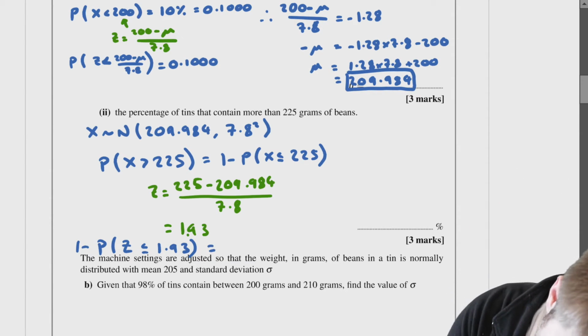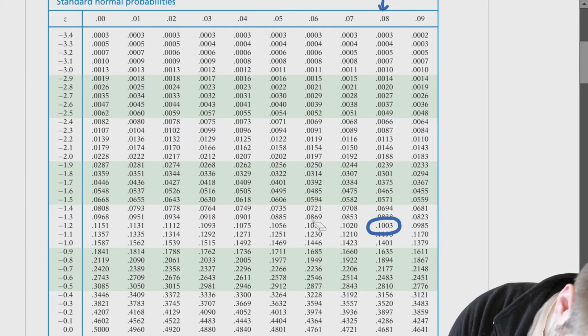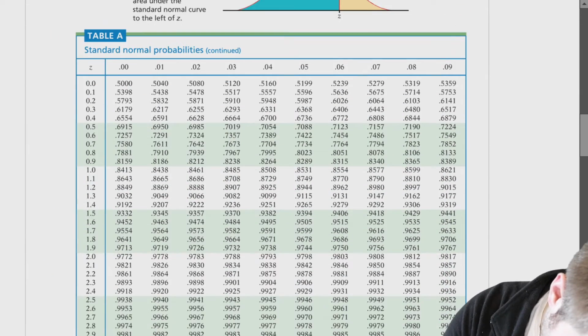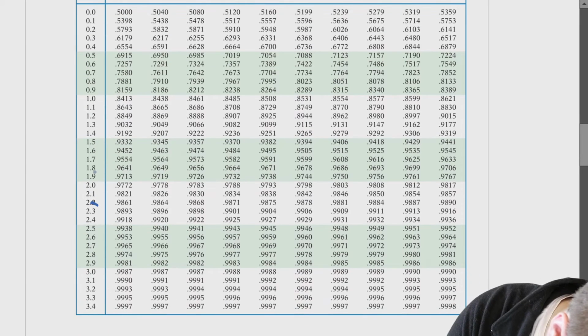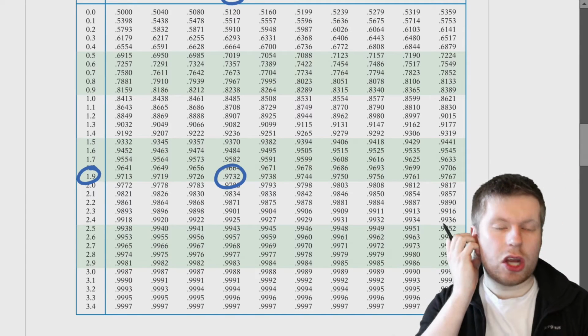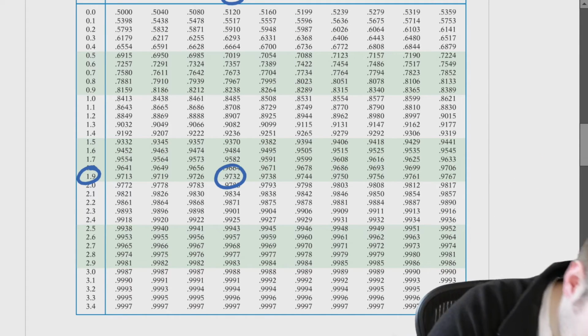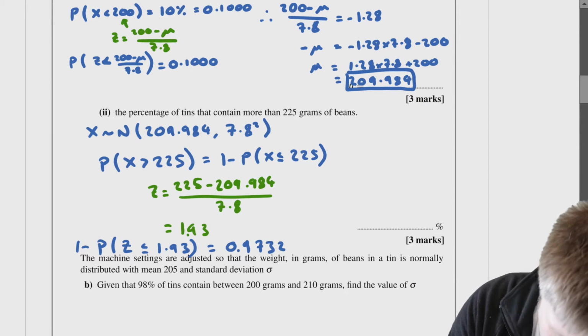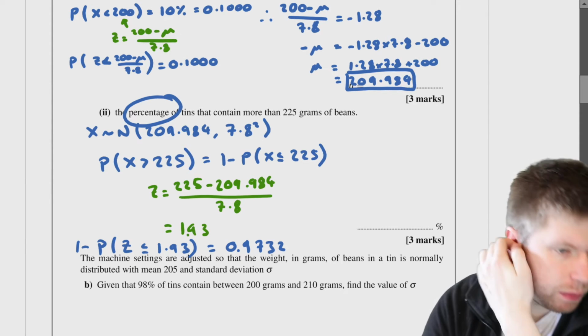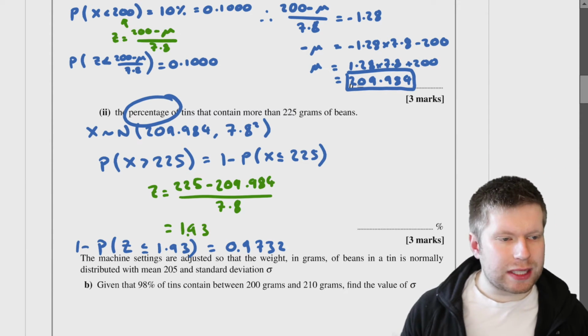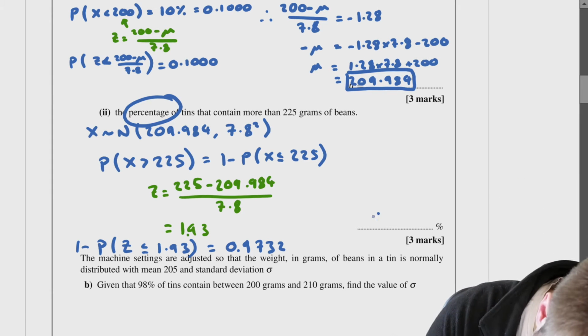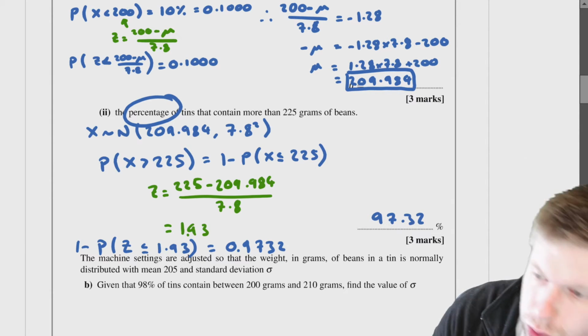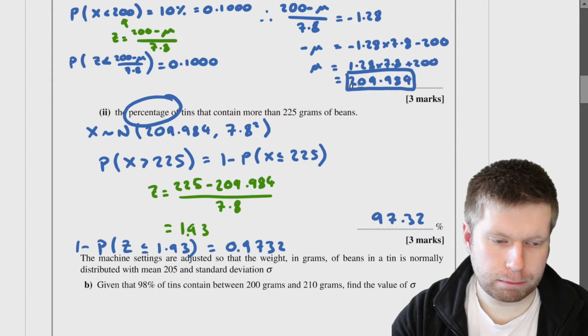So if I look it up in my tables, 1.93 is going to be on this side of the tables, 1.9 is here, and I want 1.93, which is here, and I'm going to find the intersection point, so 0.9732. Now remember that I want a percentage from this. So to convert that decimal to a percentage, just times by 100, that's going to be 97.32%.